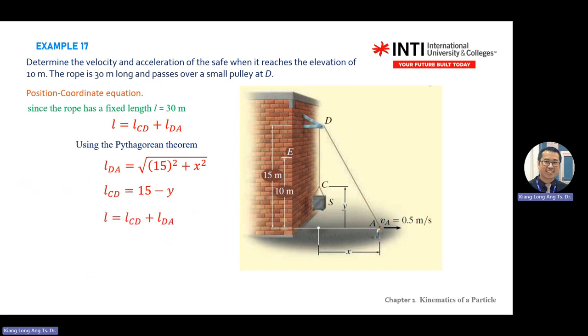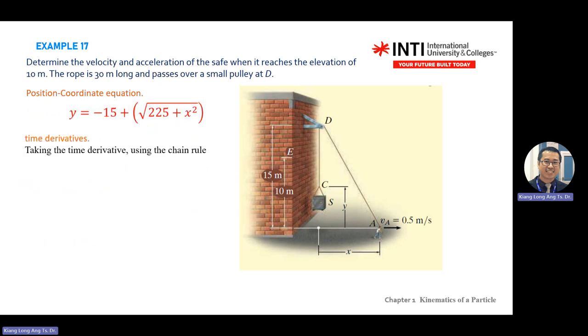So combine back. You have LCD and LDA, put it back, you get one equation. You know the total length 30 equal to this equation plus this equation. So in this equation, you have X and Y. Okay, put it in terms of Y equal to something X, like what you normally put, Y equal to MX plus C, for example. Once you have that, you take the time derivative using chain rules.